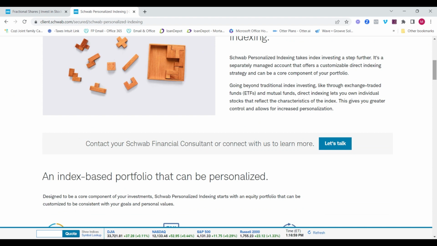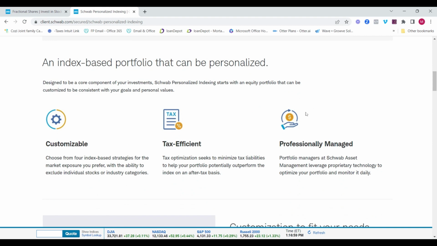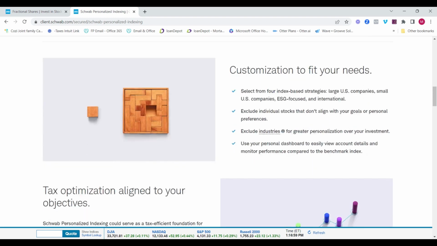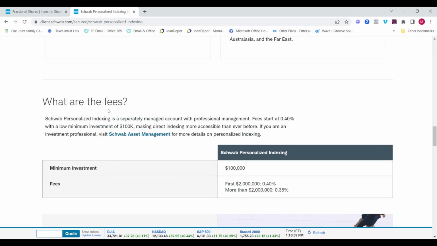So that's that index. But let's say you actually want to own those individual shares. You can do that with Schwab personalized indexing. You are essentially buying an index, but you can customize it the way you want. They give you a list of 4 specific indexes, and then on an exception basis, you can customize it according to your needs. These are the 4 indexes: the Schwab 1000 Equity, S&P Small Cap 600, and so on. You pick one of these funds, then you and a professional manager decide which stocks you want to keep in that fund.